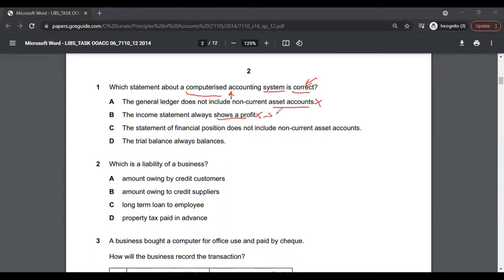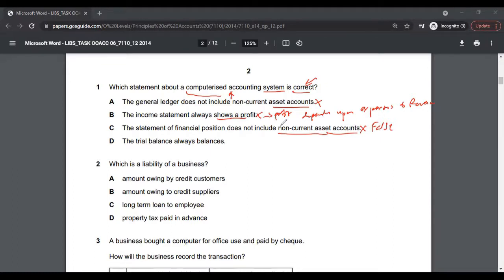Profit depends upon expenses and revenues. It has nothing to do with computerized accounting system. Option C, the statement of financial position does not include non-current assets account. Now, this is an extremely false statement. The first heading in the statement of financial position is non-current assets.